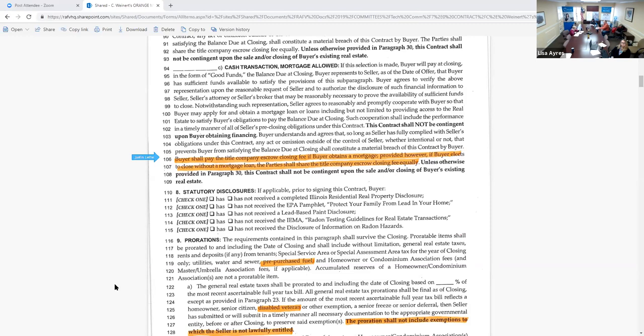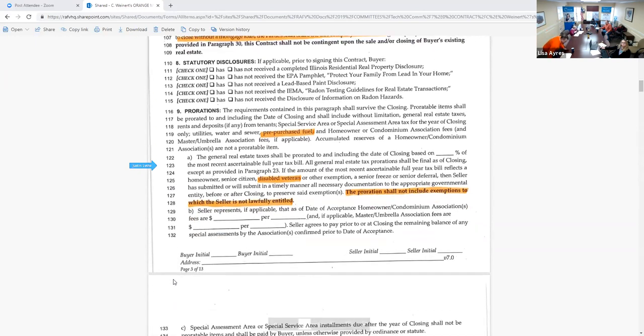The buyer shall pay title company escrow closing fee if buyer obtains a mortgage. Provided, however, if buyer elects to close without a mortgage, the parties shall share the title company escrow closing fee equally. So if I told you I might get a mortgage and I went ahead and got a mortgage and the contract wasn't contingent on it, I'm paying, as the buyer, I'm paying the closing fee. If I told you I might get a mortgage, but decided I wasn't going to get a mortgage, then we're splitting the closing fee. Easy peasy.